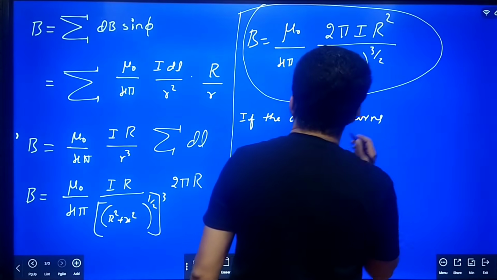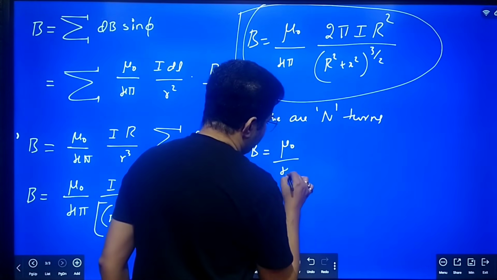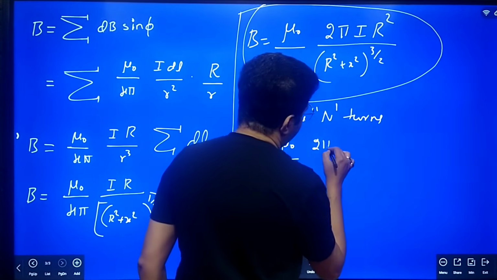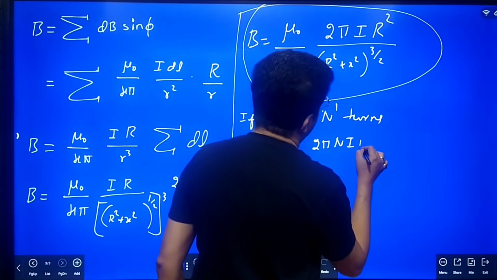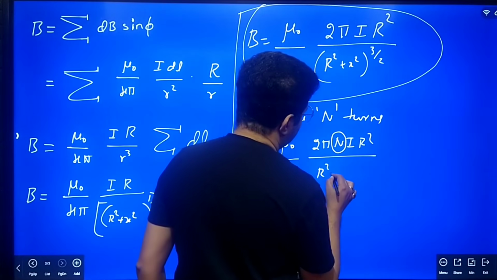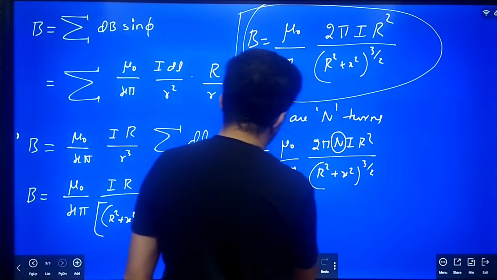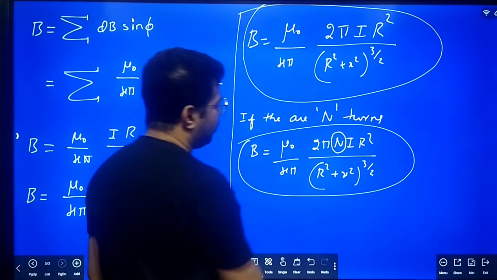coil, then what will happen? This equation will be B is equal to mu naught by 4 pi into 2 pi n I R square. So n is extra, 2 pi n I R square divided by R square plus x square to the power 3 by 2. So here the derivation is completely over.